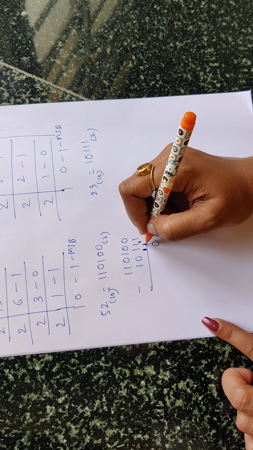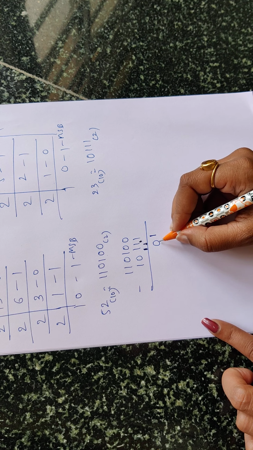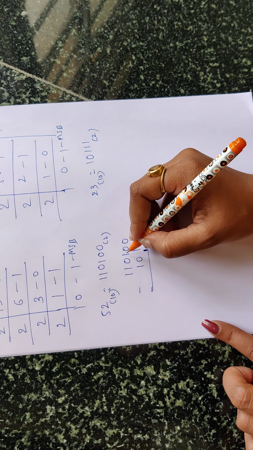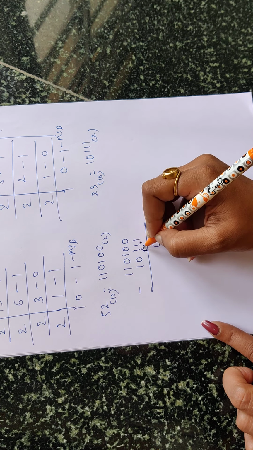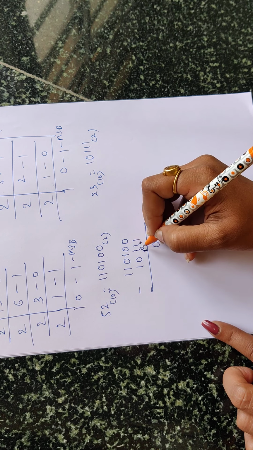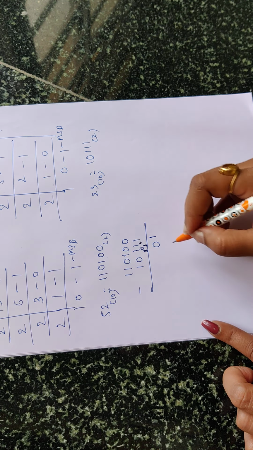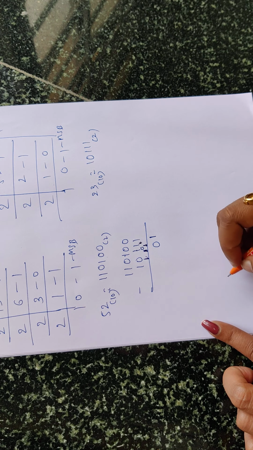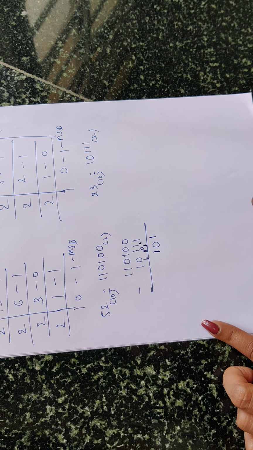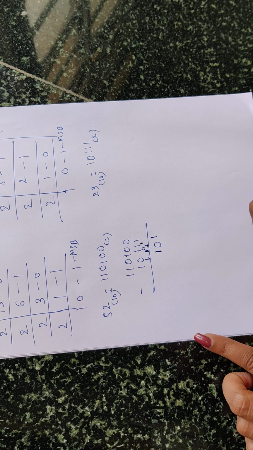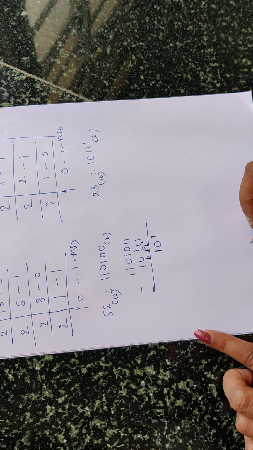So this 1 and this 1, 1 minus 1, your subtraction is 0. Done. Next. 1 minus 1 is 0. 1 minus 1 is 0. Now 0 minus 1. We cannot subtract 1 from 0. Again we have to take the borrow. So here we are taking the borrow and the difference is 1. Fine. Now coming to the next point.